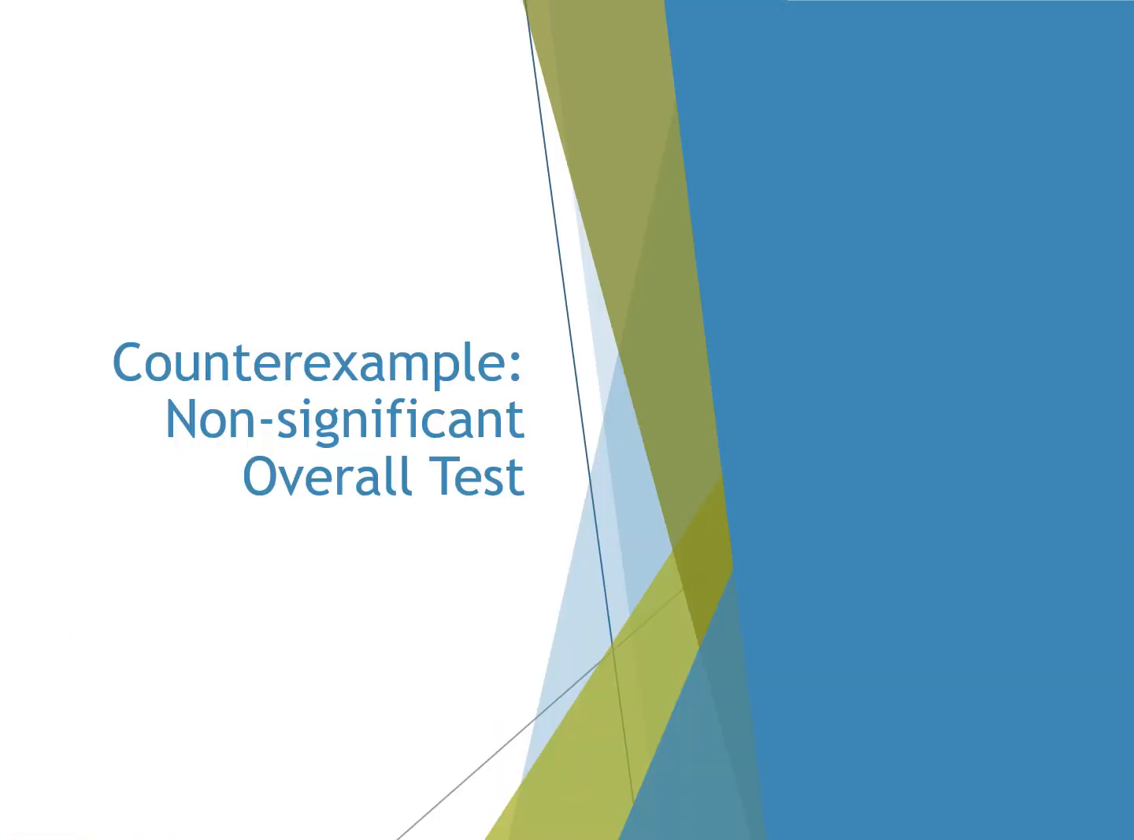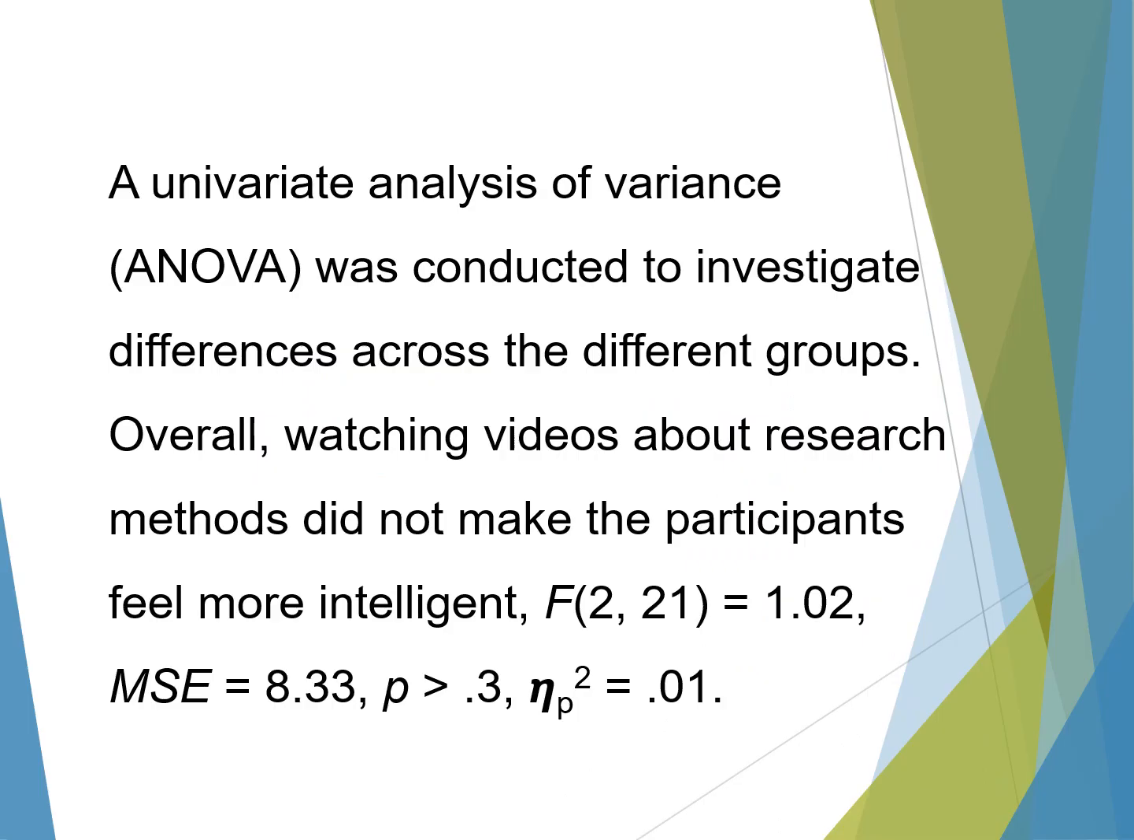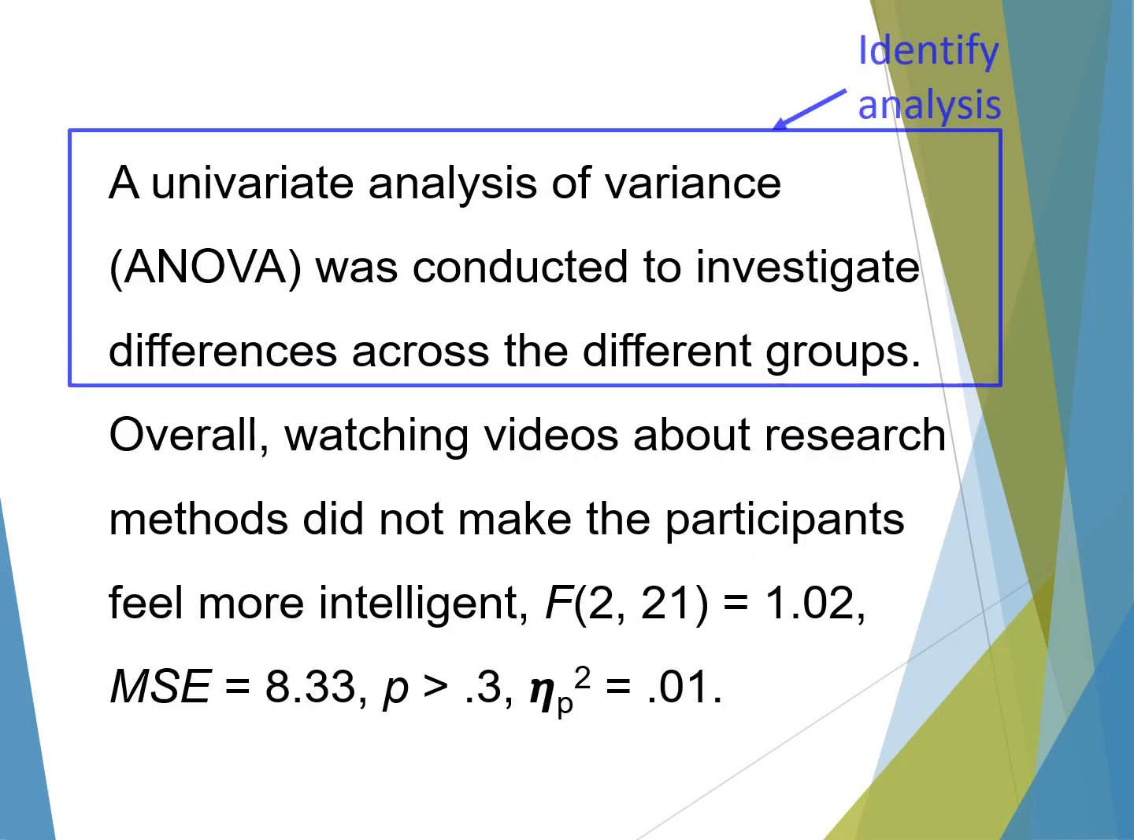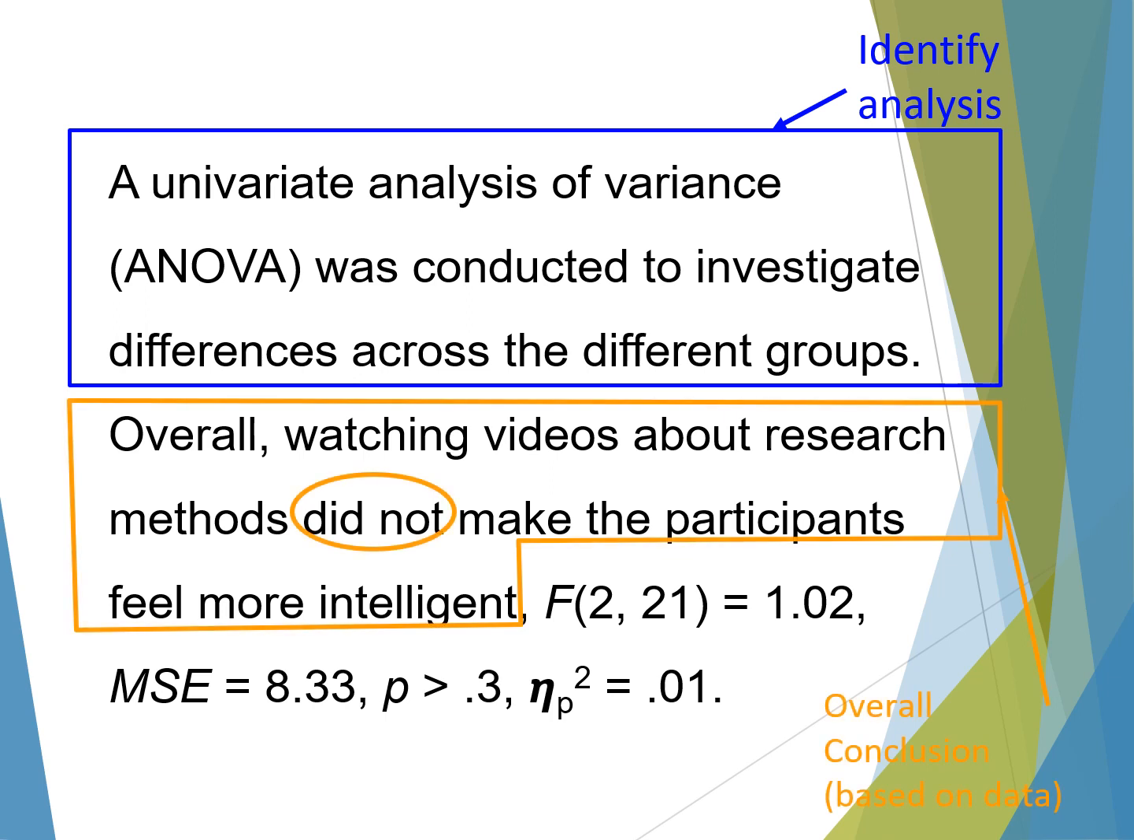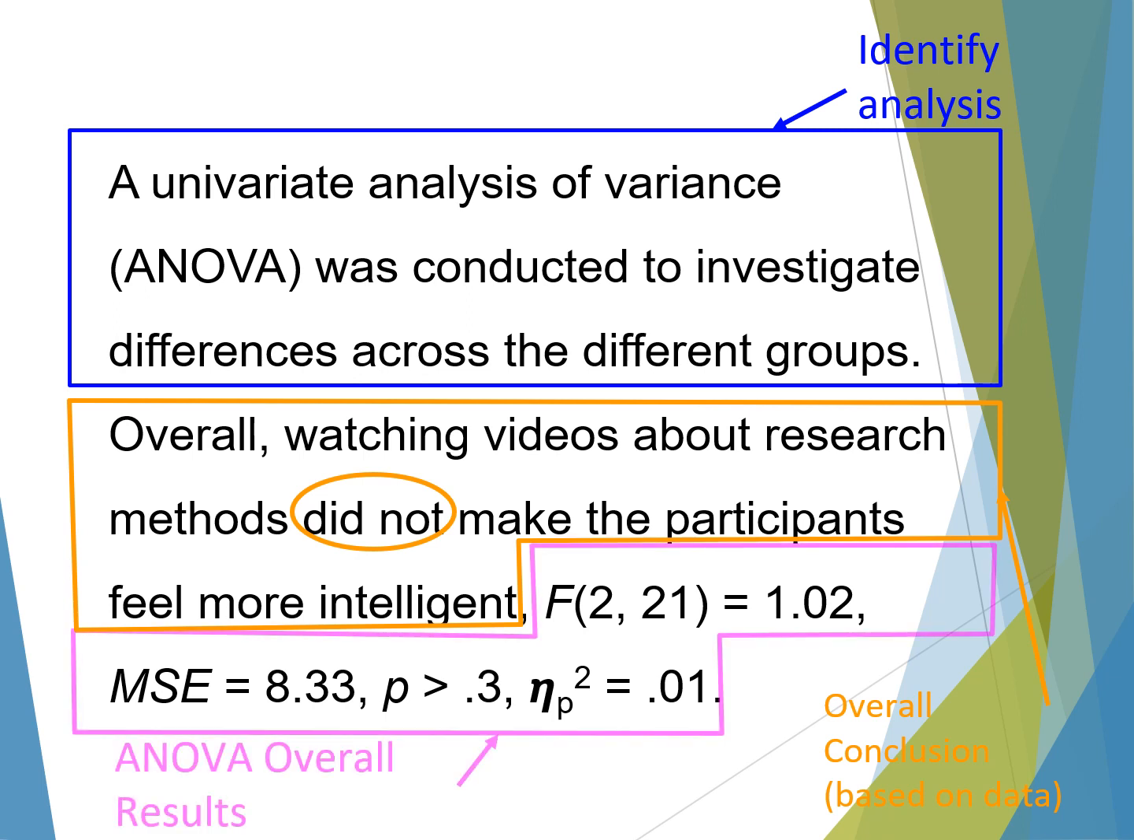Okay, so this is our counter argument. What does it look like when we have a non-significant F-test? We're going to start the same way. Identify our analysis. An ANOVA was conducted to investigate differences across different groups. We're going to report our overall conclusion. Watching videos about research methods did not make participants feel more intelligent. And so we have our F results here.